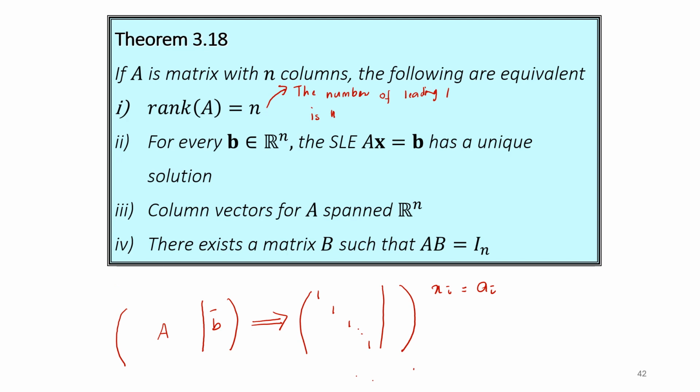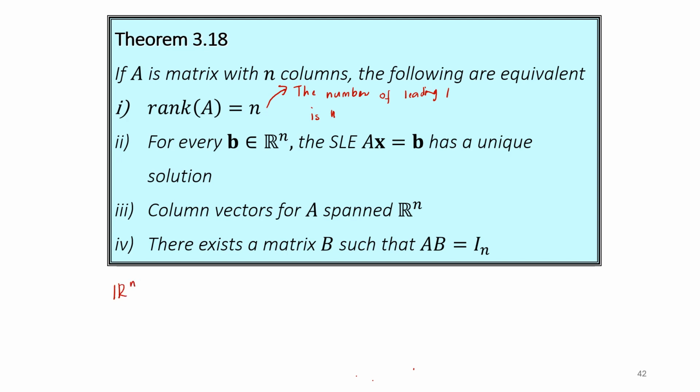The third statement says that the column vectors of A span Rn. That means Rn is equal to the span of C1, C2 up to Cn, where the vectors C1, C2 up to Cn are the column vectors of the matrix A. And this means that every x in Rn is a linear combination of C1 up to Cn, that is, K1 C1 plus K2 C2 plus up to Kn Cn. That means the scalars K1, K2 up to Kn exist such that x is equal to this summation.